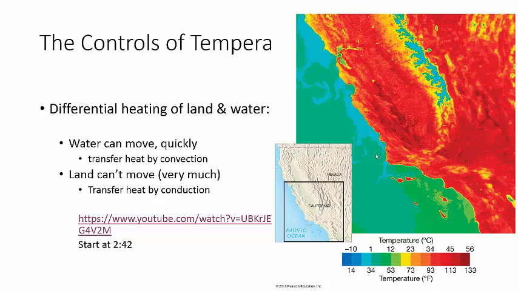Water can move. Heat in water is transferred by convection. Heat rises, cool sinks, right? Convection, it can move. Land, in case you haven't noticed, can't move. So the heat transfer is done by conduction, right? That's where one molecule gets speeded up really fast and slams into the other molecule. Conduction. So that takes a little longer, and this video will kind of show you that.